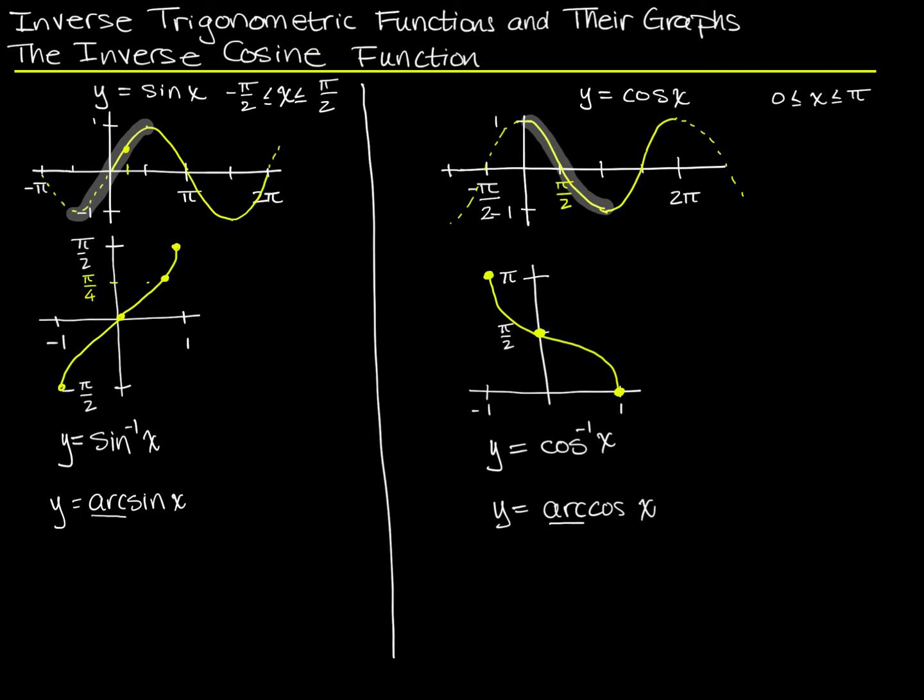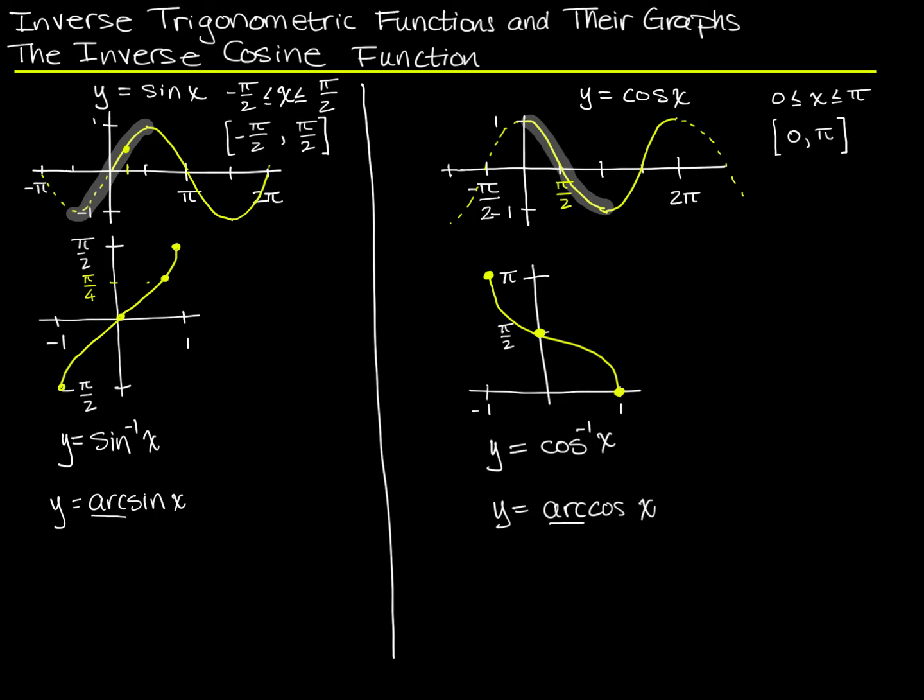Using interval notation, I would get negative pi over 2, comma, pi over 2, in square brackets. And for cosine, arccosine, I get 0, comma, pi. And I'm using square brackets here because I'm including the values of negative 1, comma, negative pi over 2. That's this one here. It's that point down there. I can include the value of negative pi over 2 in my domain for sine in order to be able to invert it.